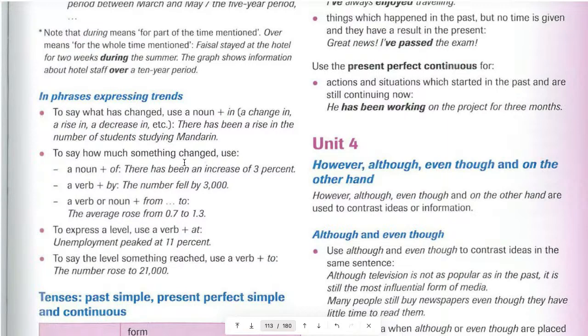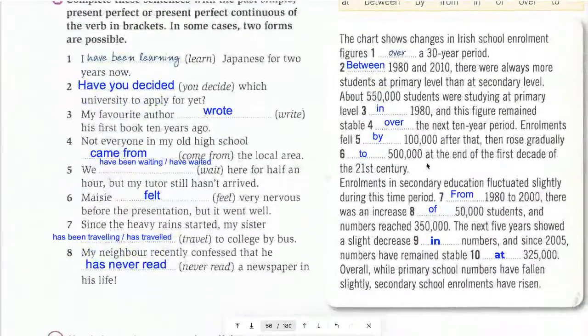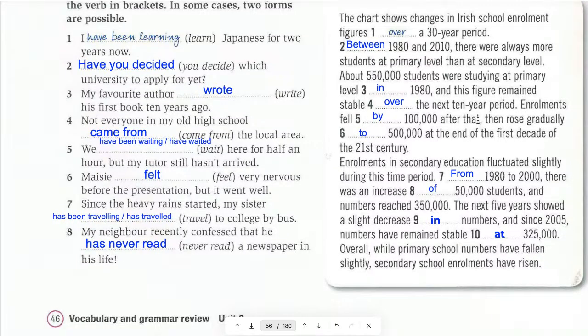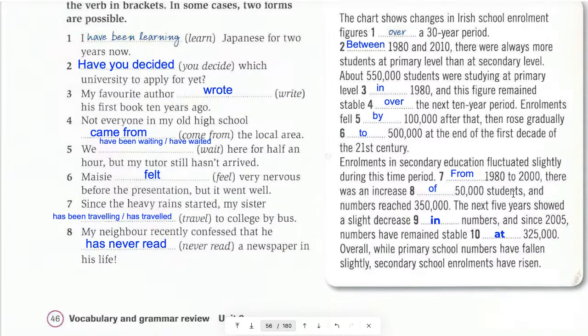And to say how much something changed, we use what? A noun plus of. There has been an increase of 3%. That means to say how much something changed. A noun plus of, okay? Where do you see a noun plus of in exercise 3? Which number? Yes, number 8. You will see an increase of 50,000 students, right? So we want to say how much something changed, we use a noun plus of.